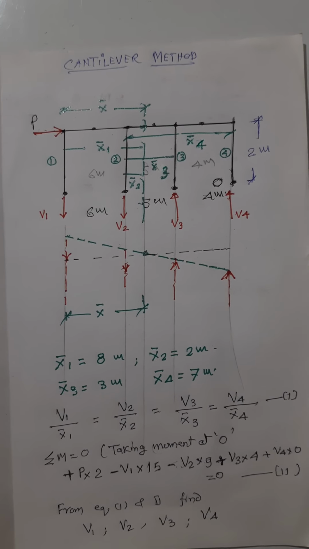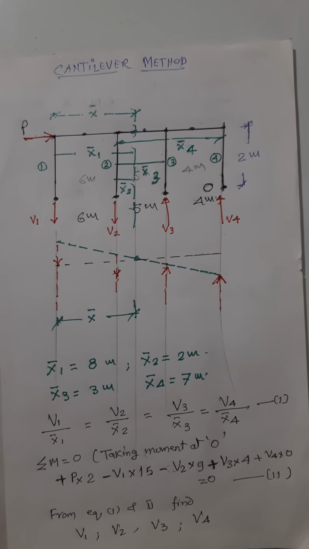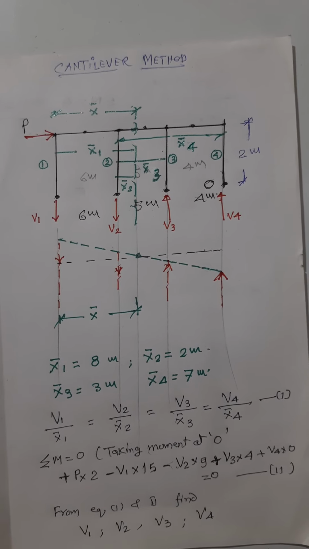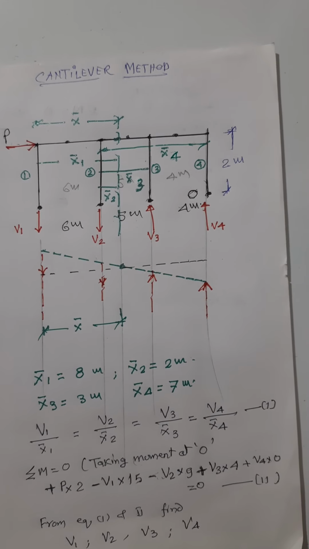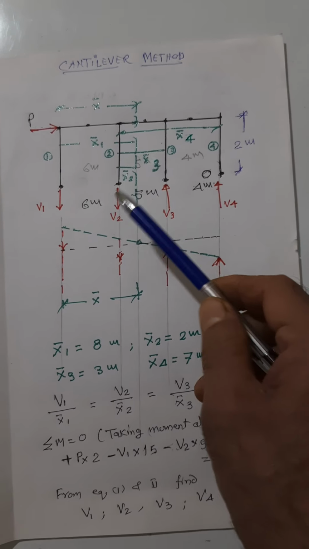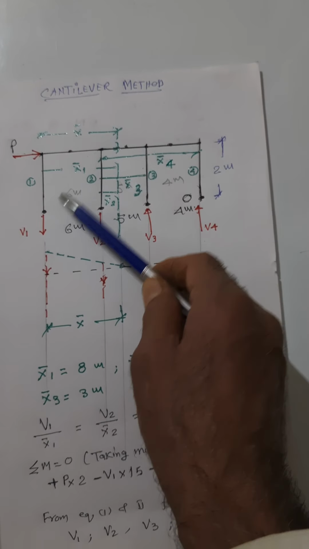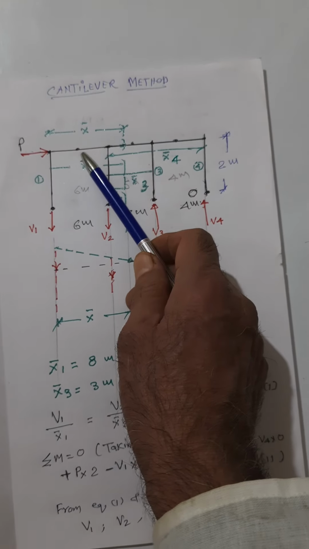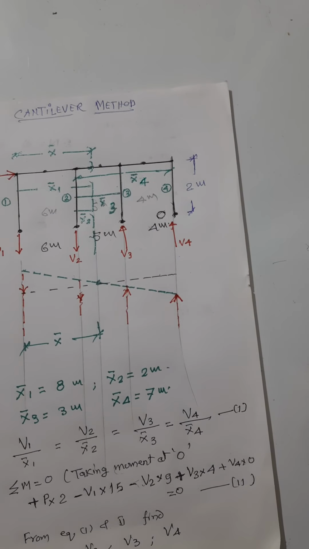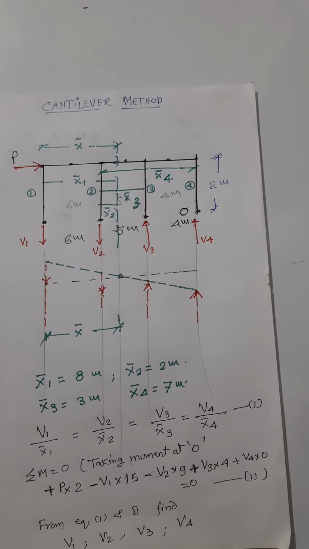Here we are discussing the analysis of a portal frame using the cantilever method. Now there are three assumptions. First assumption: the point of contraflexure lies at half the column height and half the beam span. As usual, it was used already in the portal method also.